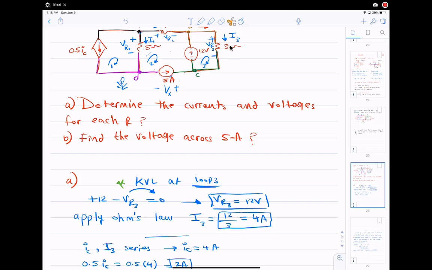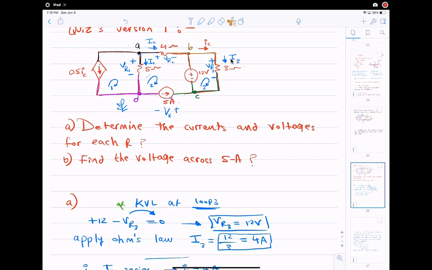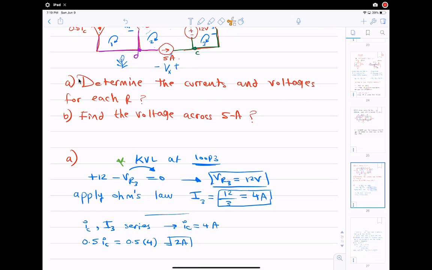So I found the current I3 and VR3. Now, if you find I3, notice something important. IC is going this way. It's the same as I3. Why? Because they're in series. IC is going through this line, and it's going through this resistor, the same as I3. So IC equals I3. If I know IC is 4 amperes, then I can find the dependent source value, which is 0.5 IC, 0.5 times 4 equals 2 amperes.